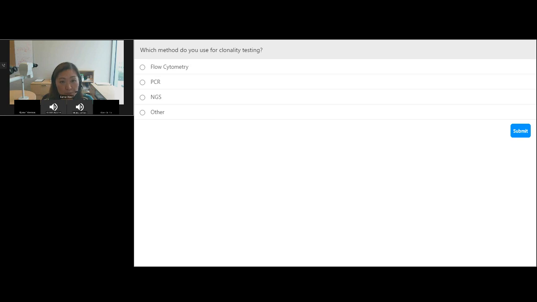Now get ready, we're on to our second polling question, which is, which method do you use or does your lab use for clonality testing? Is it by flow cytometry, by PCR, by NGS, or by another technique?